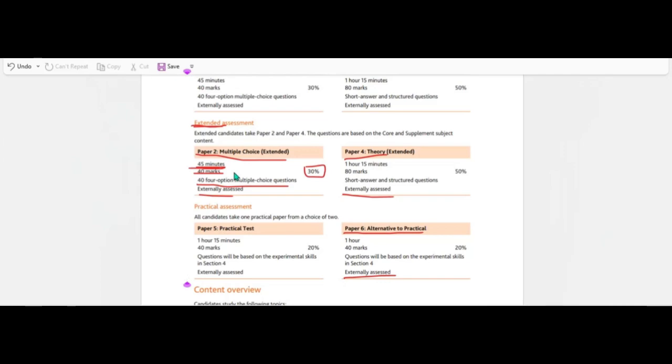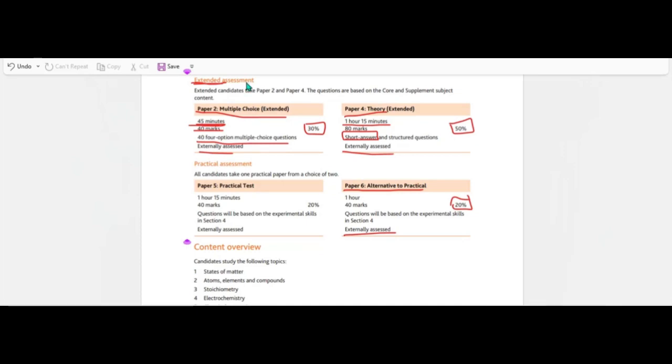Then we go with paper 4. Paper 4 is the part where you have to write the short answers. This part is really important because this spells out the entire paper. Then we have 50% of your grade. This is the most important thing, because this is 30, this is 20, again this is 50. 50 is half your grade. So 80 marks, 1 hour 15 minutes, pretty much covers the whole syllabus, just like the other two. And then we have paper 6.